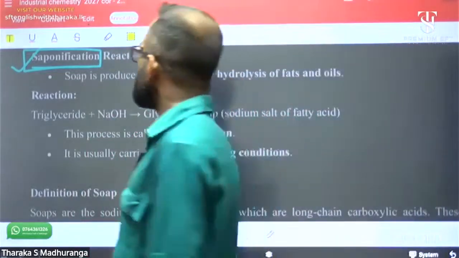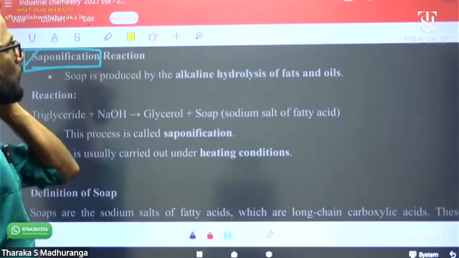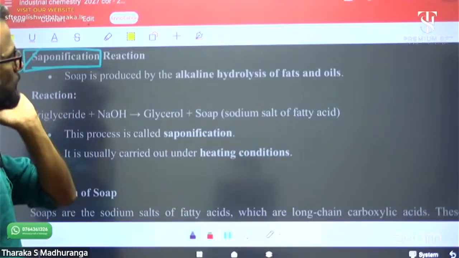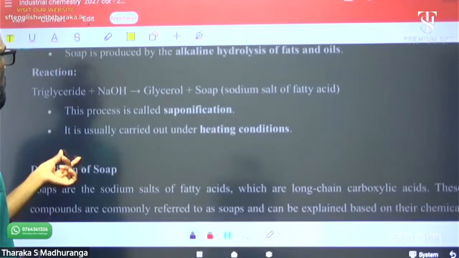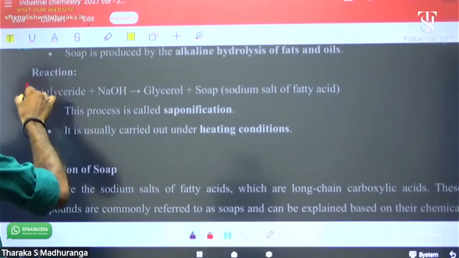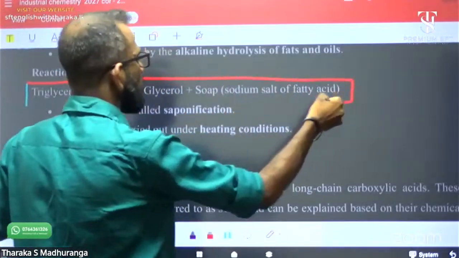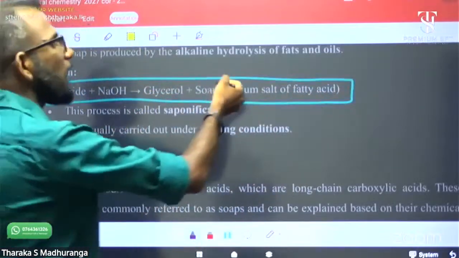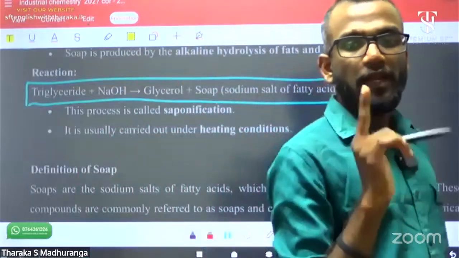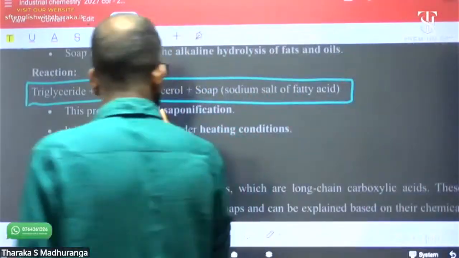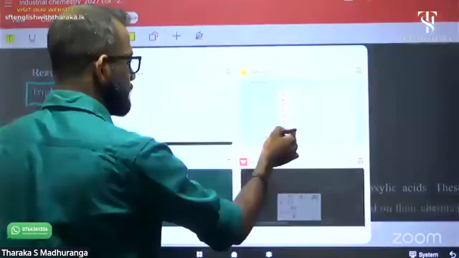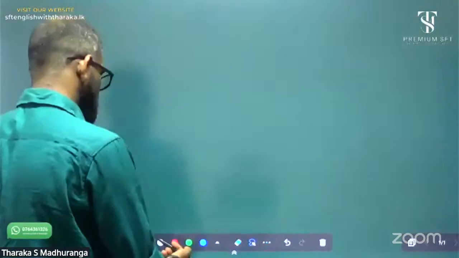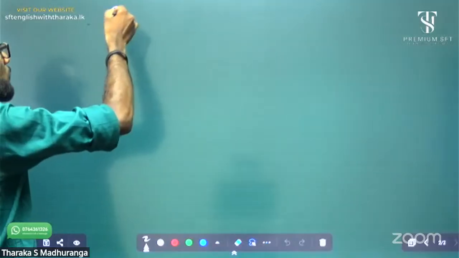Now, saponification means the soap is produced by an alkaline hydrolysis of fats and oils. That's actually the saponification reaction. Triglyceride reacts with sodium hydroxide and produces glycerol and soap. Those are the raw materials, right? This is saponification. Please make a short note.